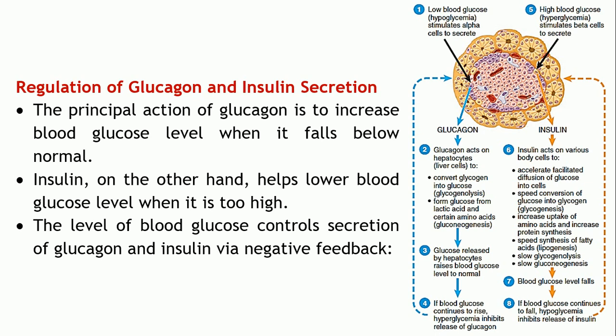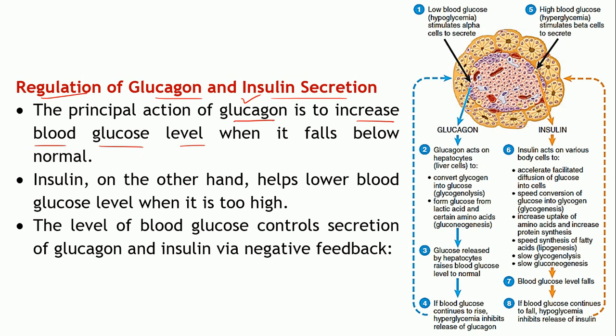Now coming to the regulation of glucagon and insulin secretion. These are the two main hormones secreted by the endocrine part of the pancreas. So let us see how exactly the secretion of these two hormones is controlled. As we have seen under the actions, what is the main action of glucagon? Yes, that's to increase the blood glucose level. So when the blood glucose level falls below normal, glucagon will be released and it will increase the blood glucose level.